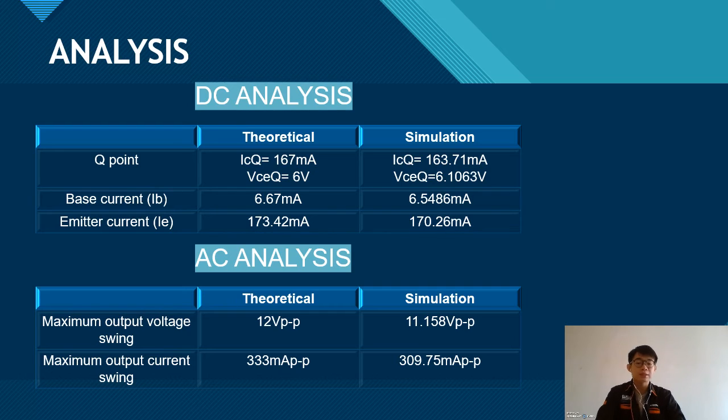For AC analysis, the maximum output voltage swing for theoretical is 12 volt peak to peak, while for simulation it is 11.158 volt peak to peak, which is approximately the same and quite close to 12 volt. Lastly, the maximum output current swing for theoretical is 333 milliampere peak to peak, while for simulation it is 309.75 milliampere peak to peak.